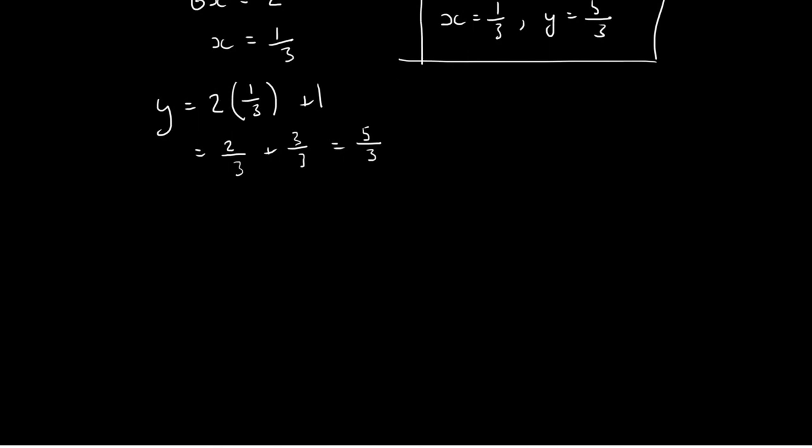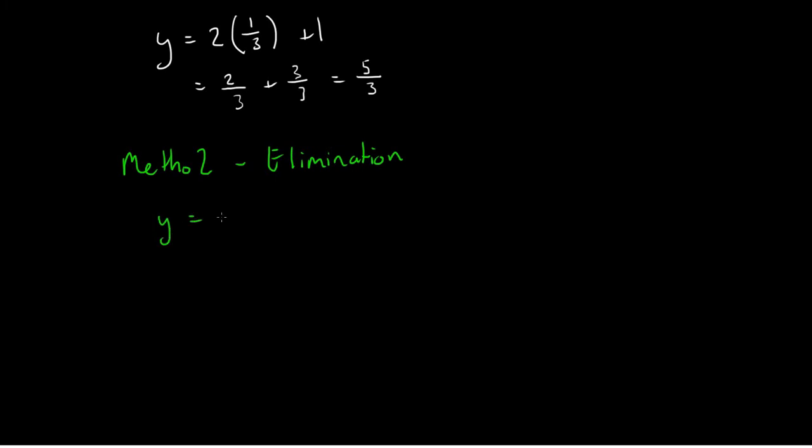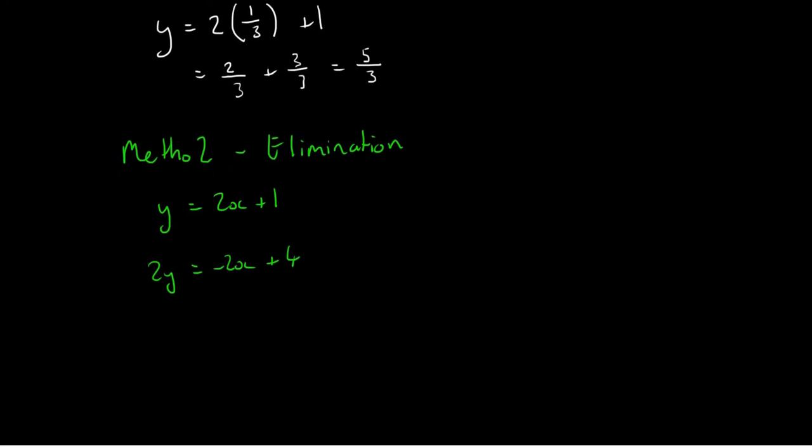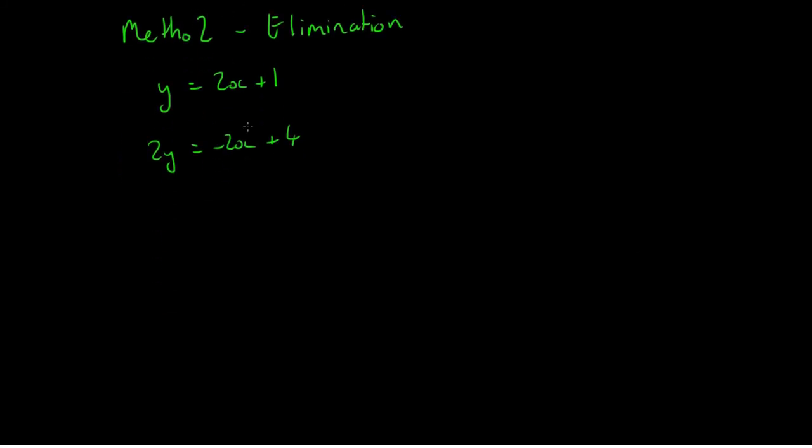Okay, so that was the first method. What is the second method? Well, method 2 is elimination. And again, conveniently, it does what it says on the tin. If I write out the two equations again, we have y is equal to 2x plus 1, and 2y is equal to minus 2x plus 4. So using the elimination method, we're going to use both of these equations and eliminate one of the variables. If I call this equation 1 and this equation 2, we're going to do some kind of addition or subtraction operation between these two equations that eliminates one of the variables.